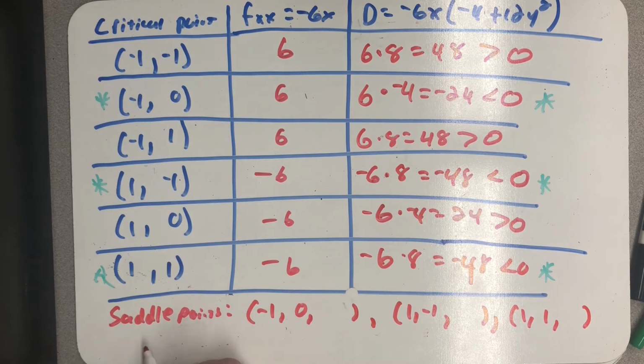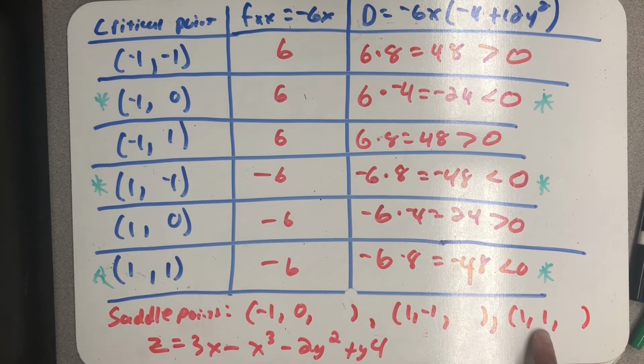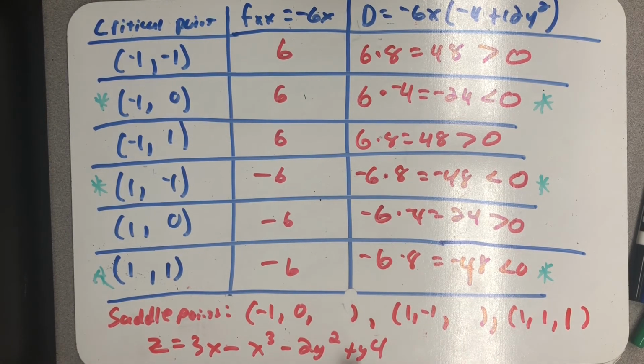The original function was z equals 3x minus x cubed minus 2y squared plus y to the fourth. And when I plug in 1, 1, I get out a 1. When I plug in 1, minus 1, let's see, I actually don't have that one written down to cheat with, so I have to do that one now.